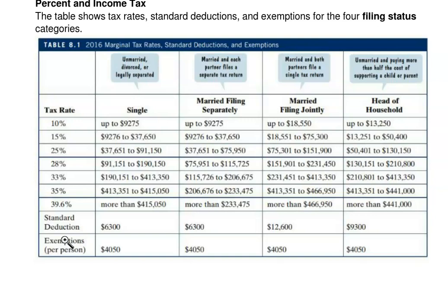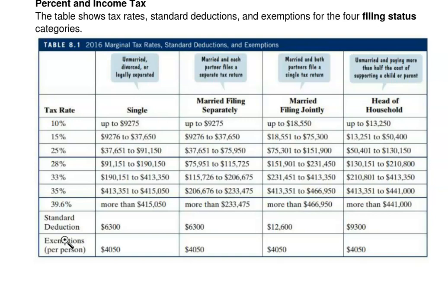So here we see, again, the different options for filing. So there's single, unmarried, divorced, or legally separated. You're considered single. You can do married filing separately, as I mentioned earlier. You can do married filing jointly, so you together as a married couple file one tax return instead of two separate ones. And you can do head of household, which says up here, unmarried and paying more than half the cost supporting a child or parent. Right? And then it breaks down your tax rate based on how much money you've made.